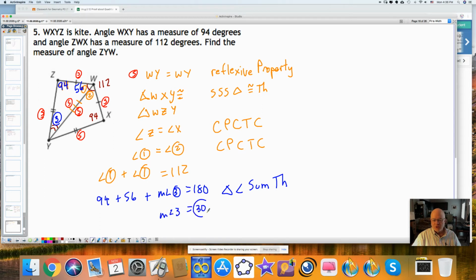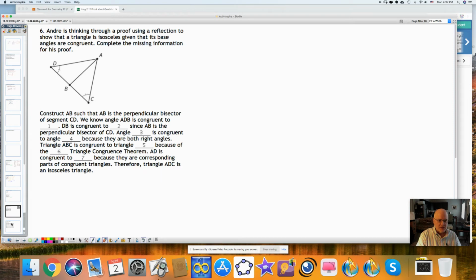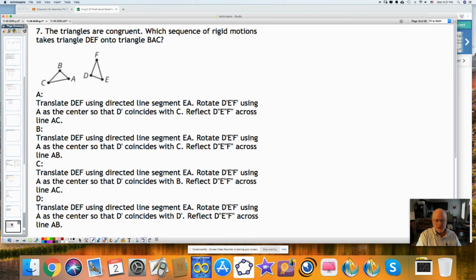Now all I asked you to do in this problem was to find this angle. But if I'd asked you to explain it, you'd have to go through a proof like this one. And let's see if I have any more questions down here. Okay, 6. I'm not going to go through number 6 or number 7, but I'd like you to make sure that you know and understand how to do these, okay?